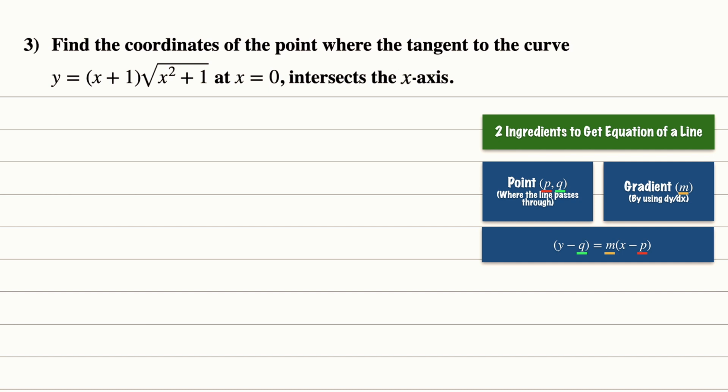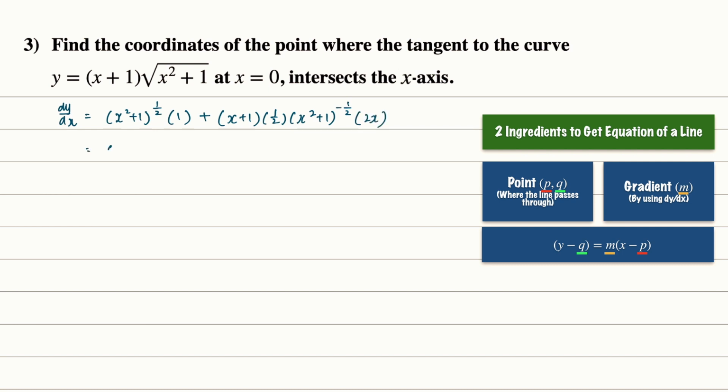the tangent. To find the gradient of the tangent, all we need to do is to find dy over dx. Let's try to use the product rule, because in this expression, it is a product of 2 terms. You get the second part, which is (x squared plus 1) power half. Differentiate the first part, which is 1. Product rule starts with the letter p, so we put a plus. Keep the first part, x plus 1 over here, and differentiate the second part using chain rule, which is half (x squared plus 1) power minus half, and differentiate the terms within the brackets, which is just 2x.